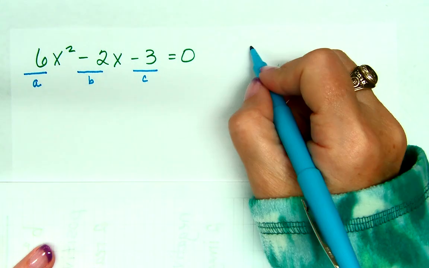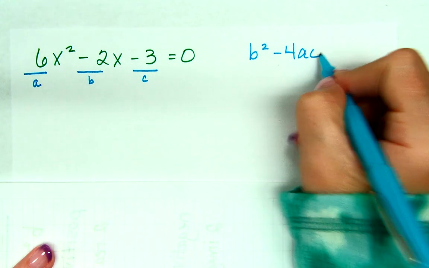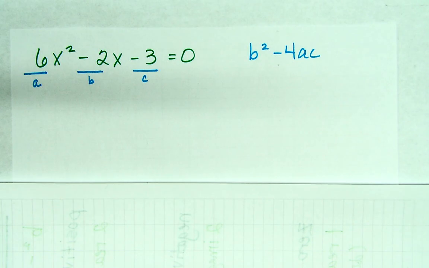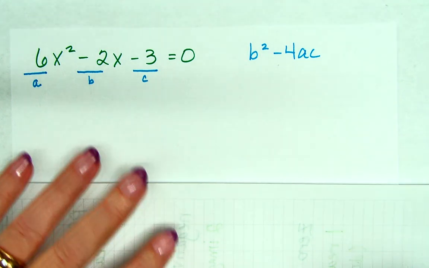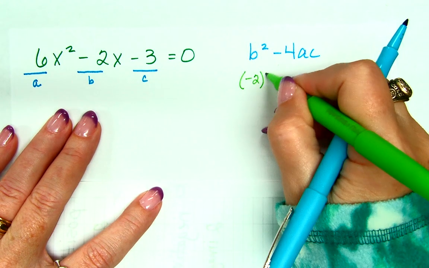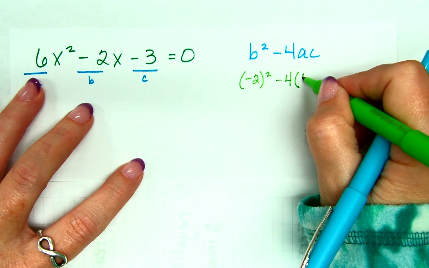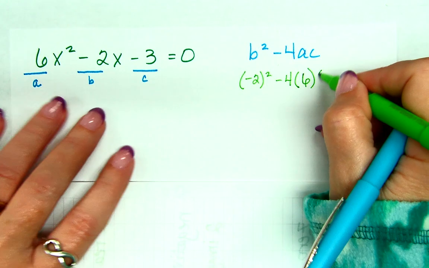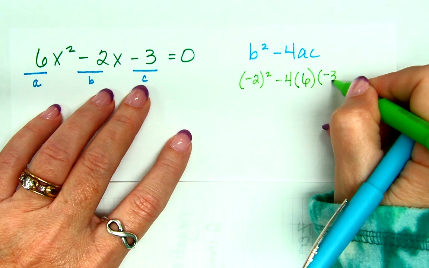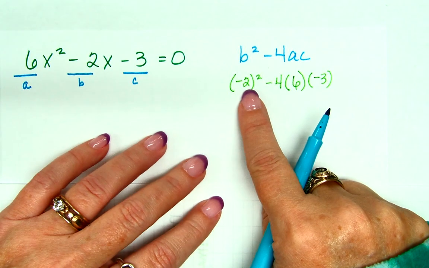So you know the discriminant is b squared minus 4ac. And you know that how? Yeah, I told you, right? That's how you know. So b squared would be -2 squared minus 4 times 6 times -3. Now, what is -2 squared?